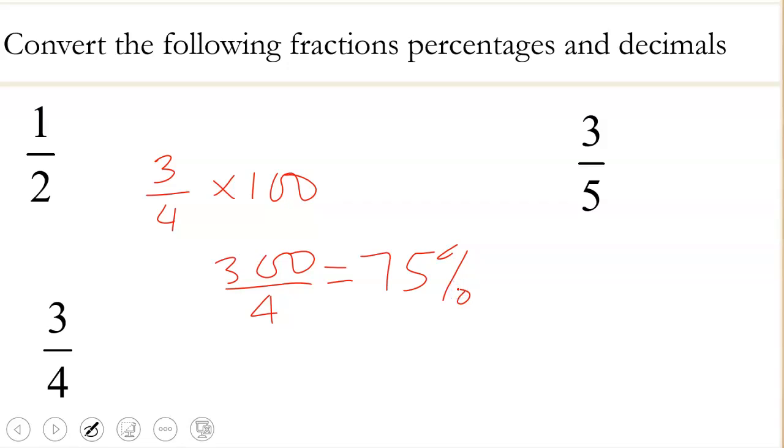Beautiful. Then again, if you want to leave it in decimal, the 75% can be expressed as over 100, which means I'm going to move the decimal point 1, 2, which will be 0.75. So I get my answer. So for the decimal of 3 quarters, it is 0.75, and percentage is 75%.